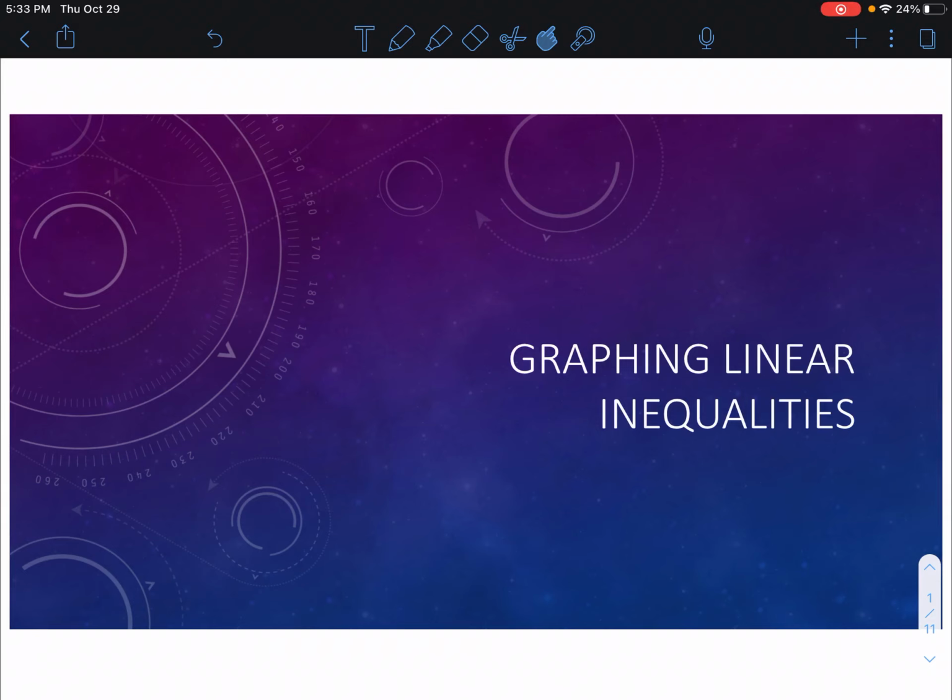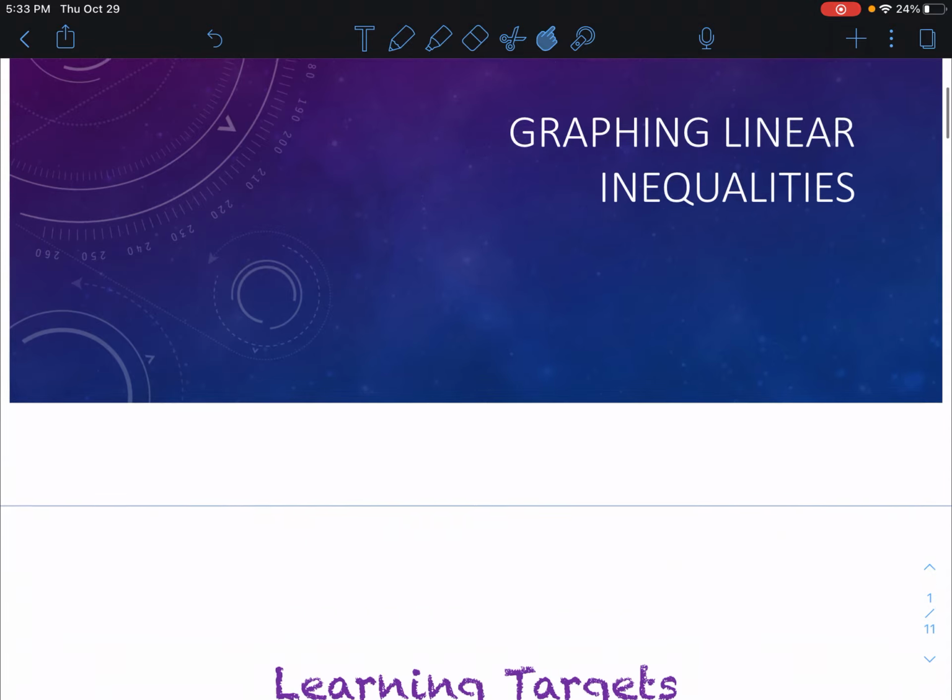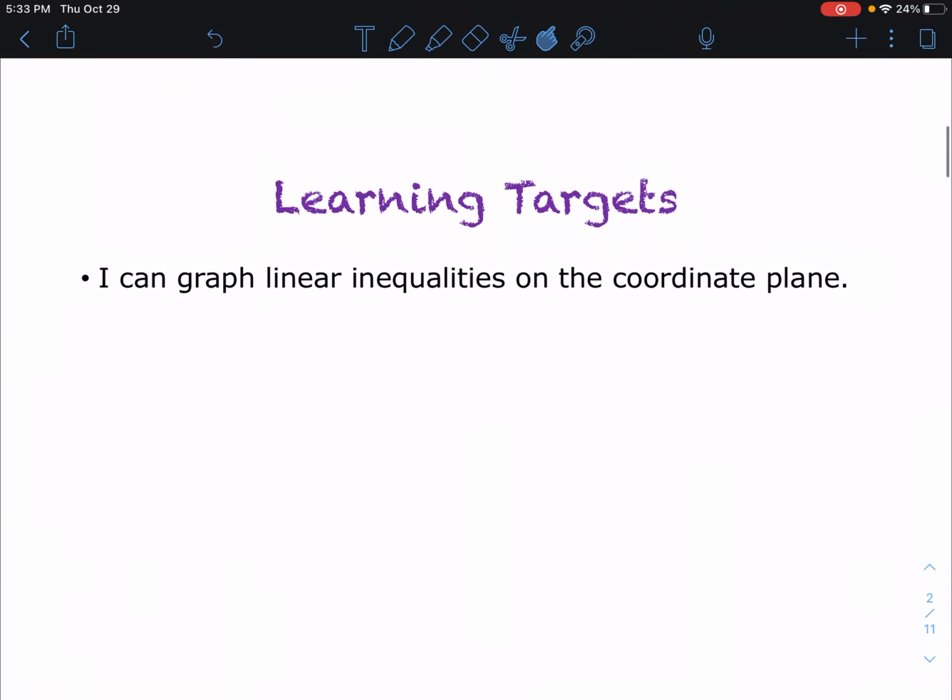Hello. Okay, so today we're going to talk about graphing linear inequalities. So really what we're going to do is put together our knowledge about graphing lines and then our knowledge about inequalities and put them together. Okay, so our learning target is to be able to graph a linear inequality on a coordinate plane.